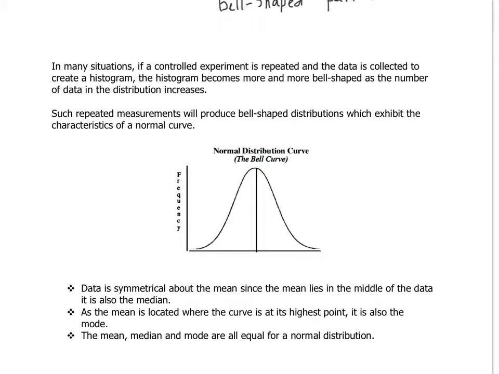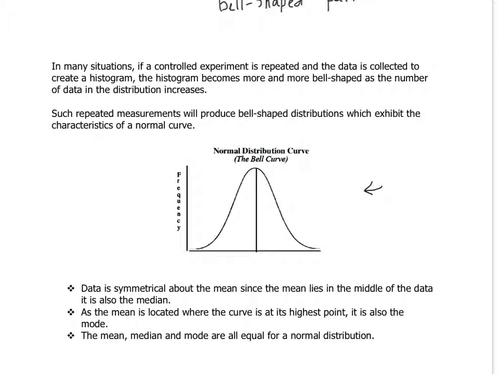If we look at the description down here below, it says in many situations, if a controlled experiment is repeated and the data is collected to create a histogram, the histogram becomes more and more bell-shaped as the number of data in the distribution increases. Such repeated measurements will produce bell-shaped distributions which exhibit the characteristics of a normal curve. The picture here is basically the kind of shape you'd be expecting.